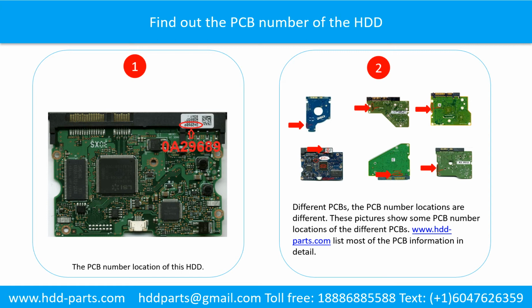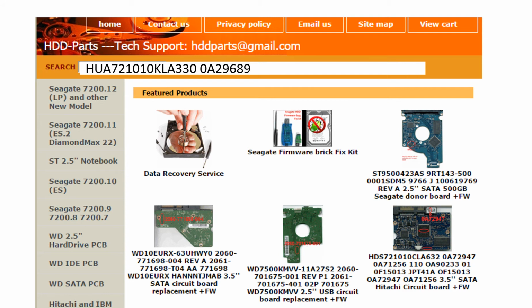For different printed circuit boards, the printed circuit board number locations are different. Picture 2 shows some printed circuit board number locations of the different PCBs. If you want to find out your own PCB number, you may go to www.hdd-parts.com, which lists most of the PCB information in detail. We use the PCB board number and the hard drive model number as reference to search for the donor PCB board.